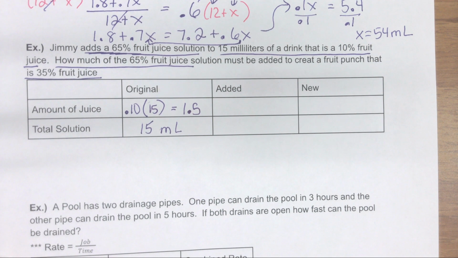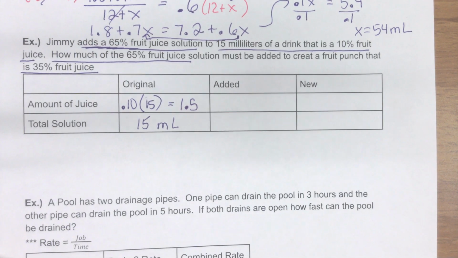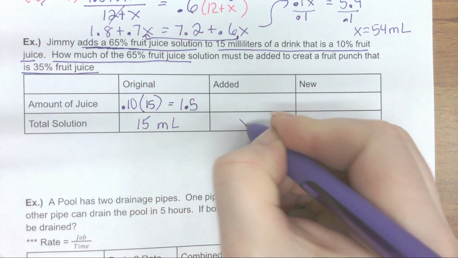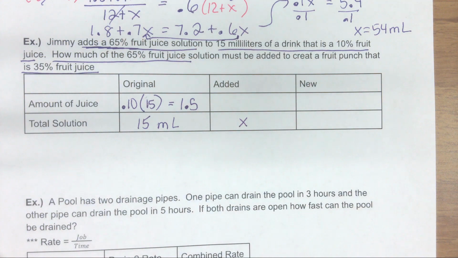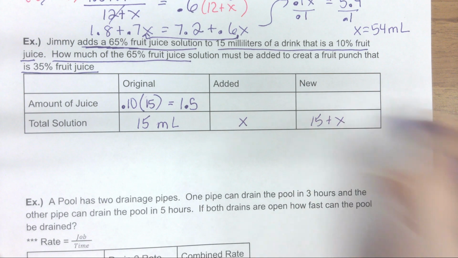Okay. Once again, I don't know how much I'm trying to figure out to add in. You can use J for juice if you want. I'm going to add in X. What that means is my new solution is going to be 15 plus some unknown amount, X.